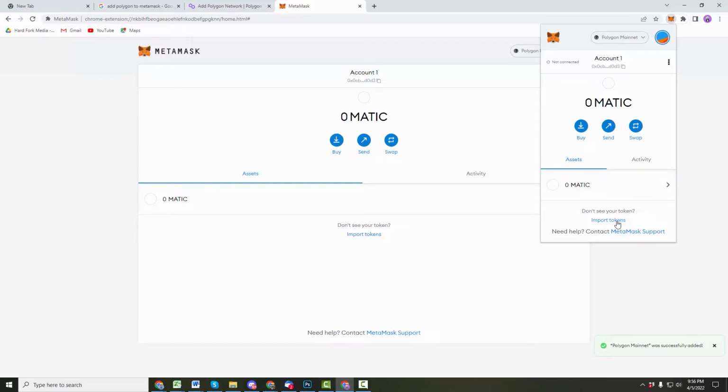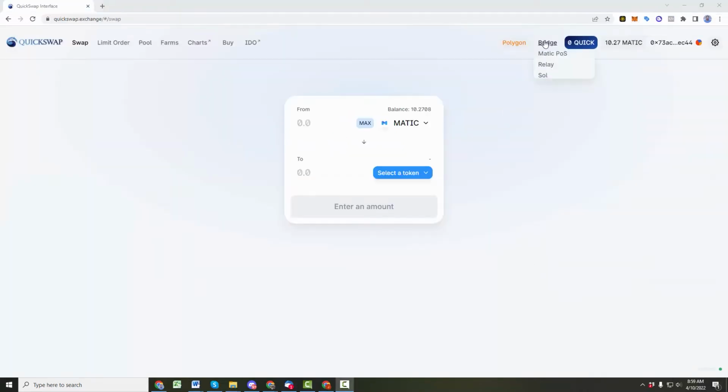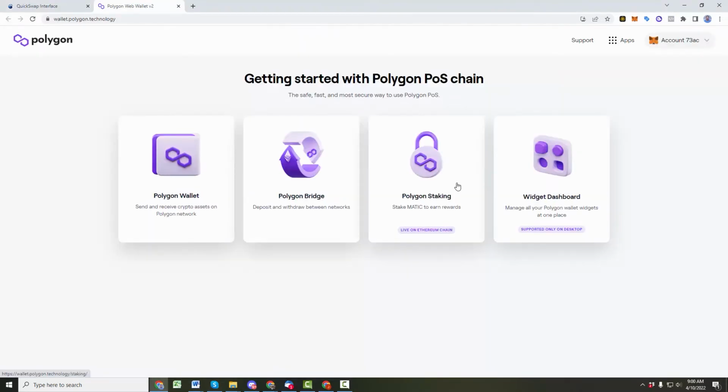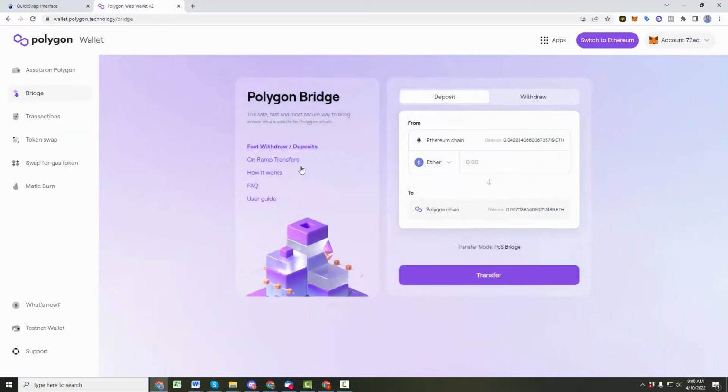Now that your wallet is ready for the Polygon network, it's time to get some Polygon Ethereum. If you're starting out with Ether, your best option is to bridge the token. You can do this on the Polygon decentralized exchange QuickSwap. Okay, so here we are on quickswap.exchange. I'm gonna start off by clicking on the bridge up here, and I use the Matic POS. I've never actually tried the other options, but that one works. And it takes you right here.